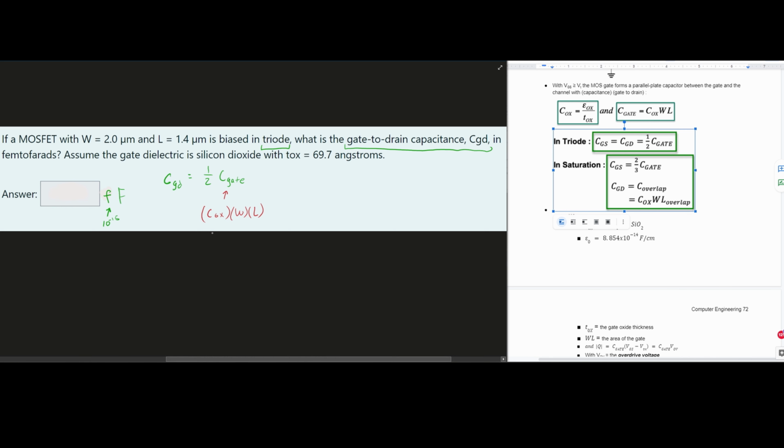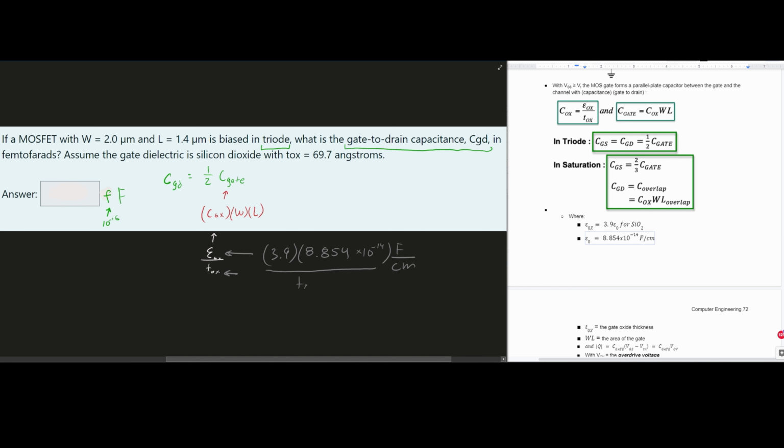That's a good question. So from here, we are going to write that our COX is equal to our epsilon ox over our TOX. And let's keep going. We still need our epsilon ox. Well, this can be found right here. Our epsilon ox is going to be 3.9 times 8.854 times 10 to the negative 14, and this is in farads over centimeters. And we want to measure this in meters, so we're going to come back to these units, but just keep that in mind. And then here, our TOX, we're going to plug this in.